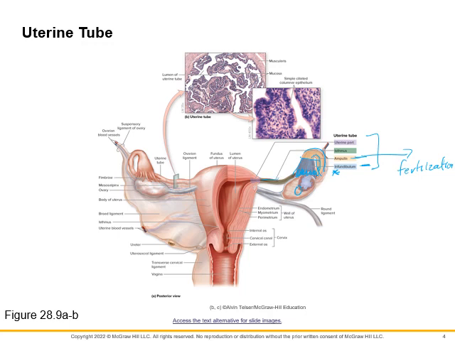The isthmus narrows here, and then we have the section where the uterine tube actually makes it to the uterus. So this is the uterine section. We can also look at the uterus itself and see the different linings or layers that we're going to get ready to talk about.